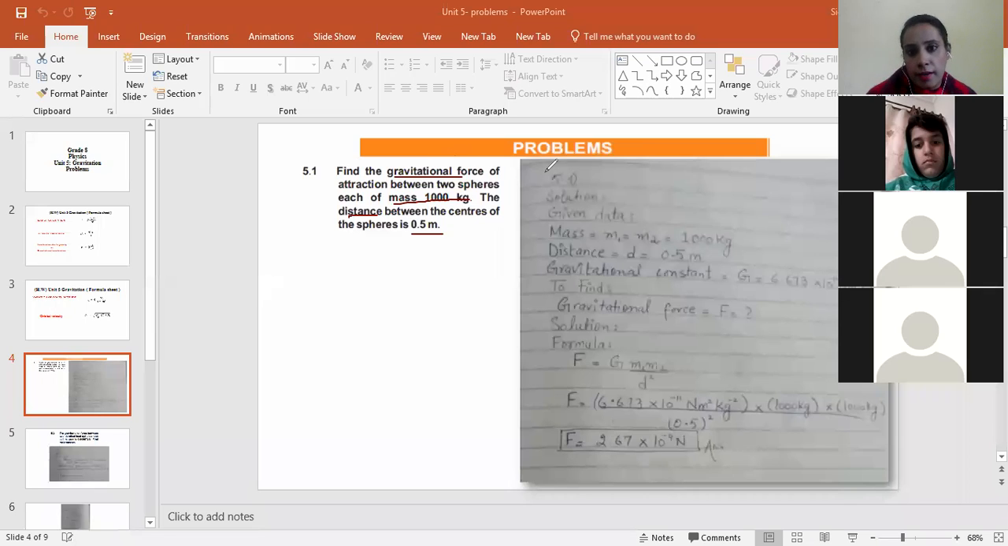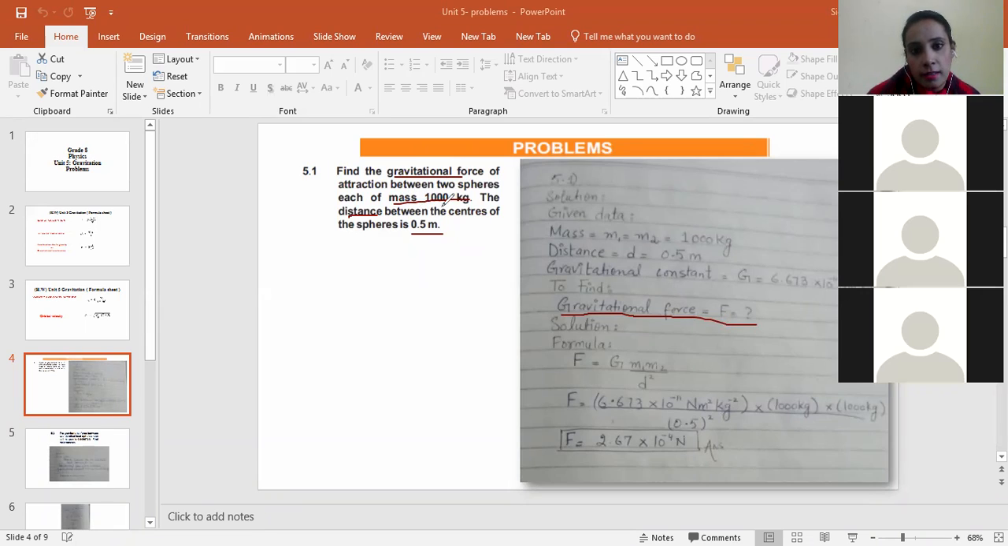First of all, you have to find the gravitational force. All of you know that gravitational force is represented by F because it is a force, and you have to find this. Then they have told you that the two spheres have a mass equal to 1000 kg. It means that both masses m1 and m2 are the same, and they are given as 1000 kg. Then the distance between these two masses is given to you, which is 0.5 meter. So d will be equal to 0.5 meter.